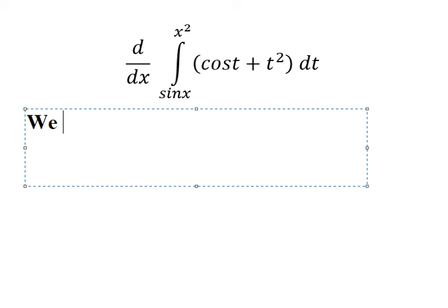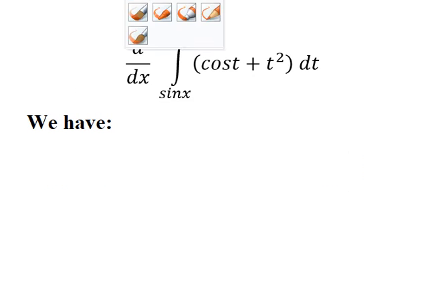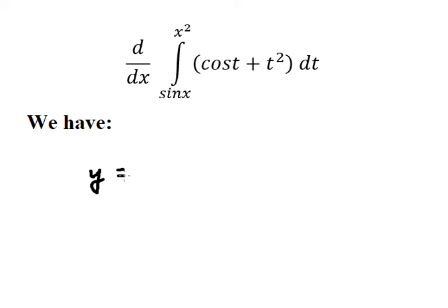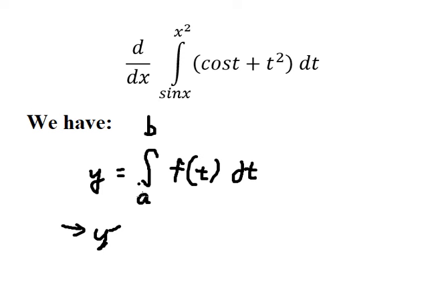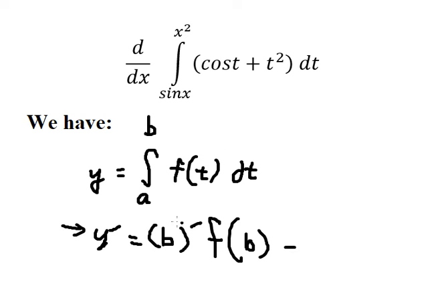We have the formula in here. That is, we have y equals the integration from a to b of f of t dt. So if we do the first derivative of this one, we need to do the first derivative of b, and the value of b will change for t, and we have f of b, minus, we do the first derivative of a, and the value of a will change for t, so we have f of a.